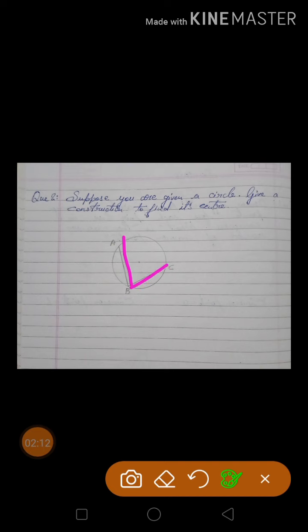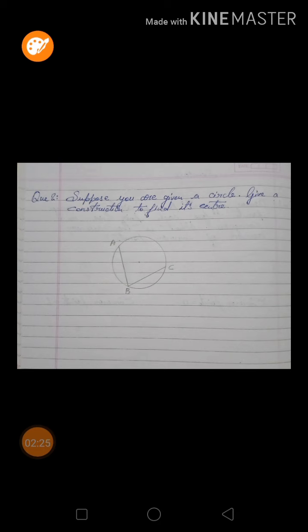In this way you may also draw separate chords. You may draw one chord here AB and second you may draw here CD. In this way also you can draw, it doesn't matter. I have drawn in this way. Then we shall draw the perpendicular bisectors of both the chords AB and BC.